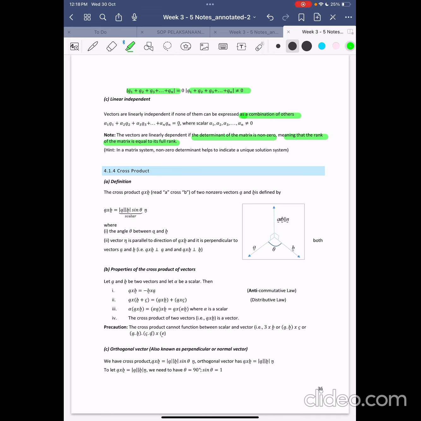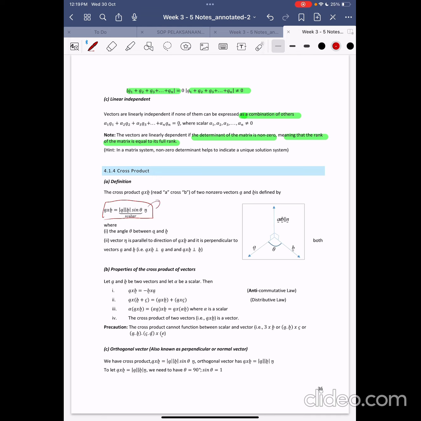When we know A cross B, as long as these two vectors, A and B, are not zero, A cross B will give a vector as an output. It can be represented as A cross B equivalent to AB sine theta in the direction of vector normal.